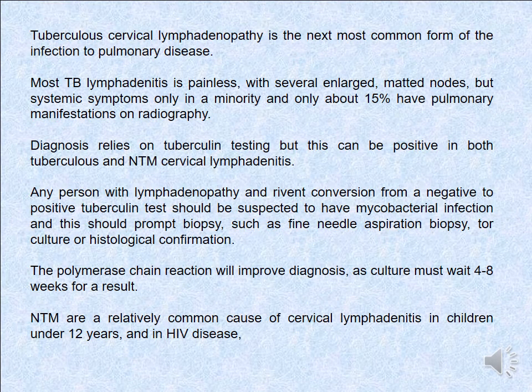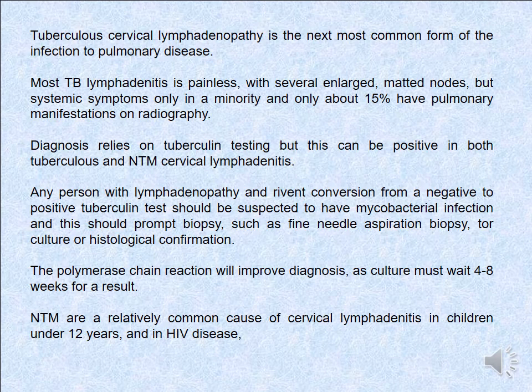Tuberculous cervical lymphadenopathy is the next most common form of the infection after pulmonary disease. Most tuberculous lymphadenitis is painless with several enlarged matted nodes, with systemic symptoms in only a minority, and only 50% have pulmonary manifestations on radiography. Diagnosis relies on the tuberculin test, but this can be positive in both tuberculosis and NTM cervical lymphadenitis.